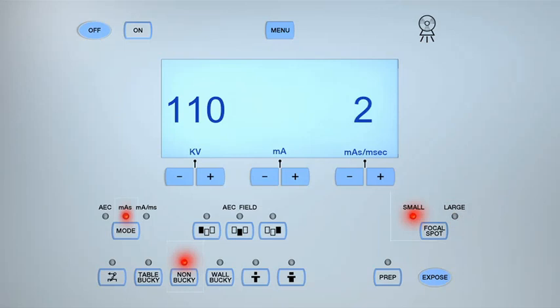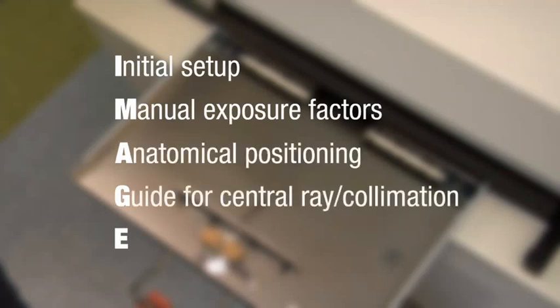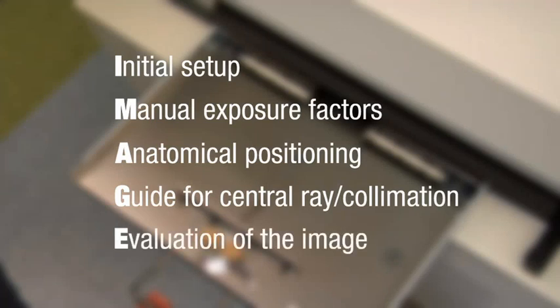Exposure factors also include the kilovoltage, or kV, and milliamp per second, known as mAs, which are determined by the thickness and density of the body part being examined. All radiographic projections will be taught using the mnemonic IMAGE, where I represents the initial setup, M the manual exposure factors, A the anatomical positioning, G the guidance of the central ray and collimation, and E the evaluation of the image.